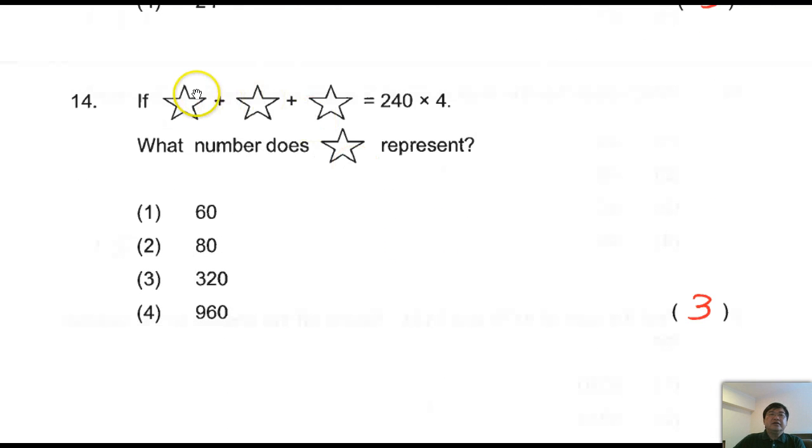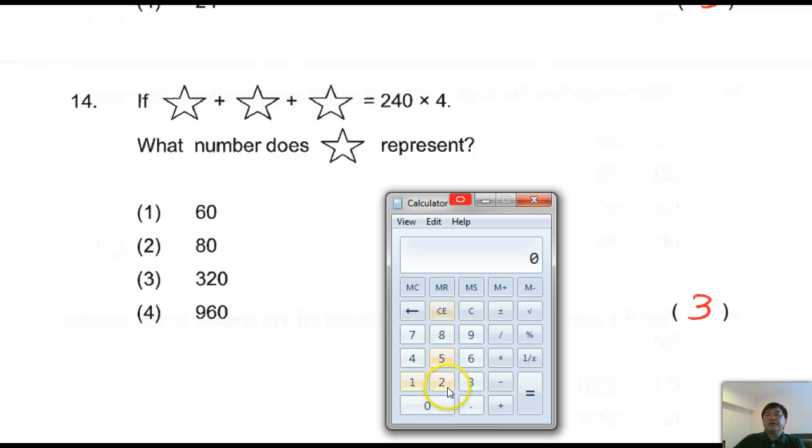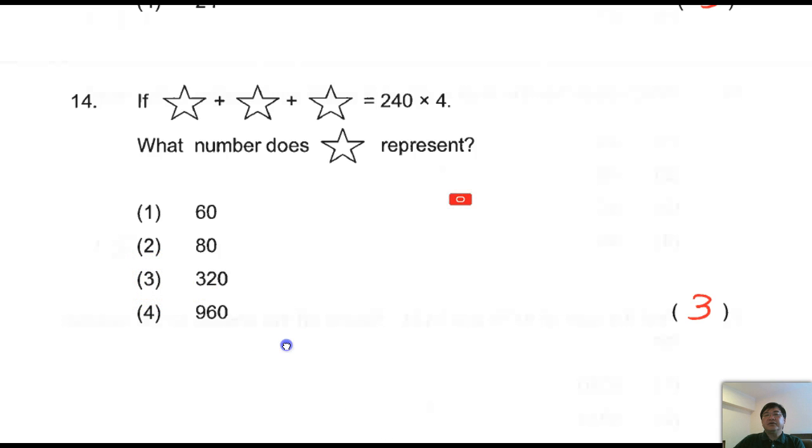Now over here, 3 of this is 24 times, 240 times 4. You get an answer here. Okay, 240 times 4. What is 240 times 4? It's 960. It means 1 star, 2 star, 3 star is 960. So to find 1 star, you just divide by 3 stars. Okay, it's 320. Answer is this 320. Right, let's carry on.